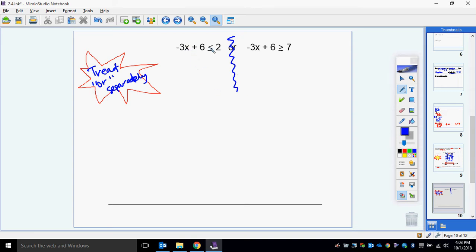So if I'm going to solve for x, I need to subtract 6 on both sides of this inequality. So that way they zero out. Drop down my inequality symbol. 2 minus 6 is negative 4. And bring down my negative 3x. X is being multiplied by negative 3, so I'm going to divide by negative 3.